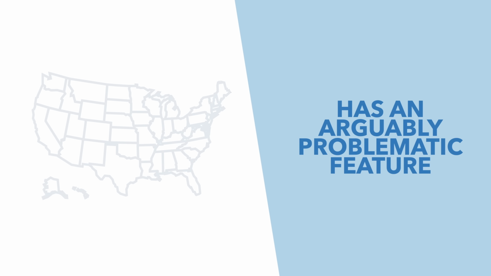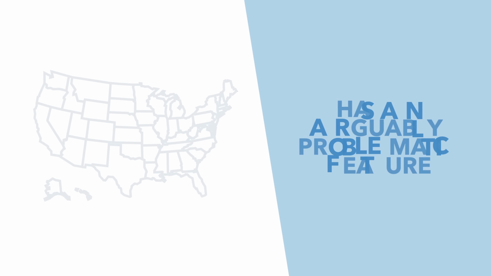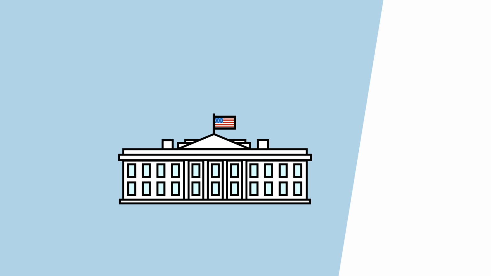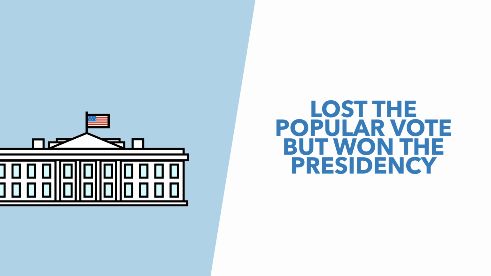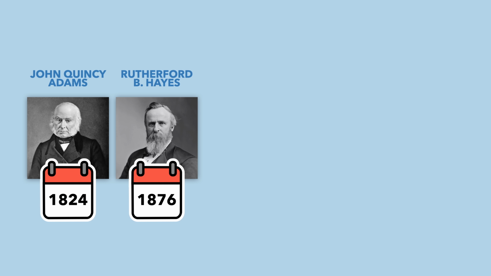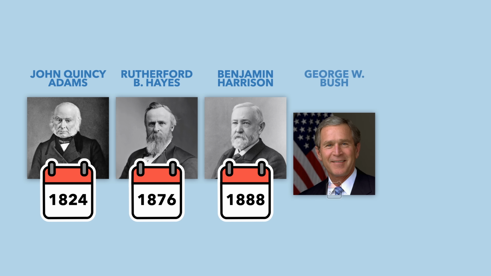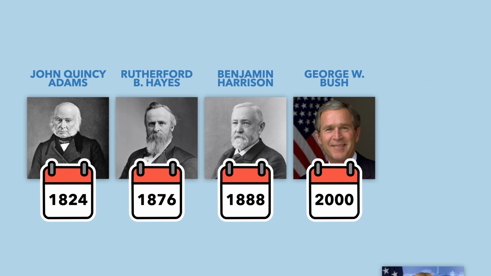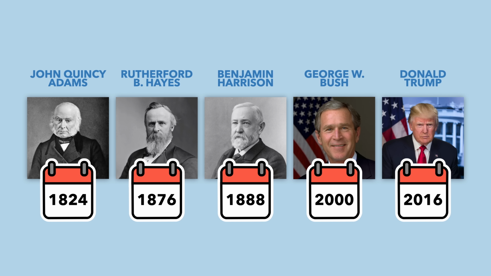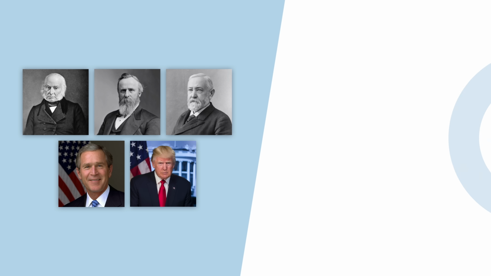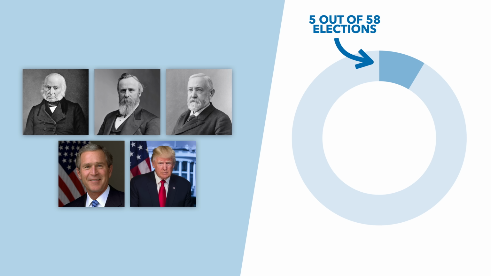Now, the Electoral College does have one main characteristic that led to some calling for its abolition. 5 times in US history, the winner of the electoral vote has lost the national vote. John Quincy Adams in 1824, Rutherford B. Hayes in 1876, Benjamin Harrison in 1888, George W. Bush in 2000, and most notably, Donald Trump in 2016. Some would say that this is a rarity and not worth considering, as less than 10% of the country's 58 presidential elections have had this result.